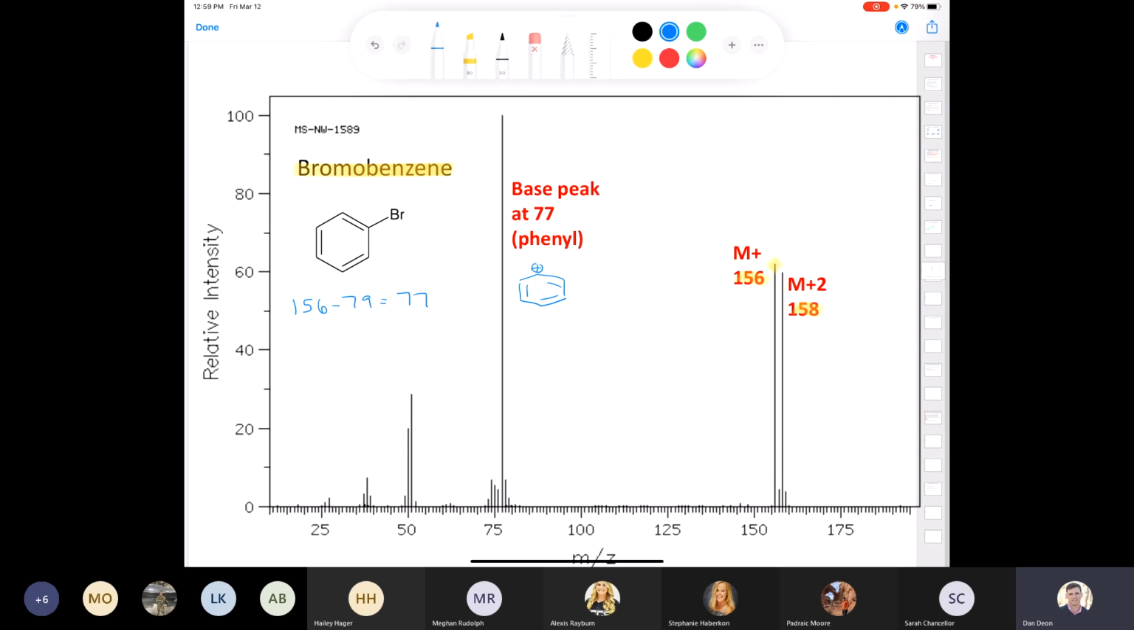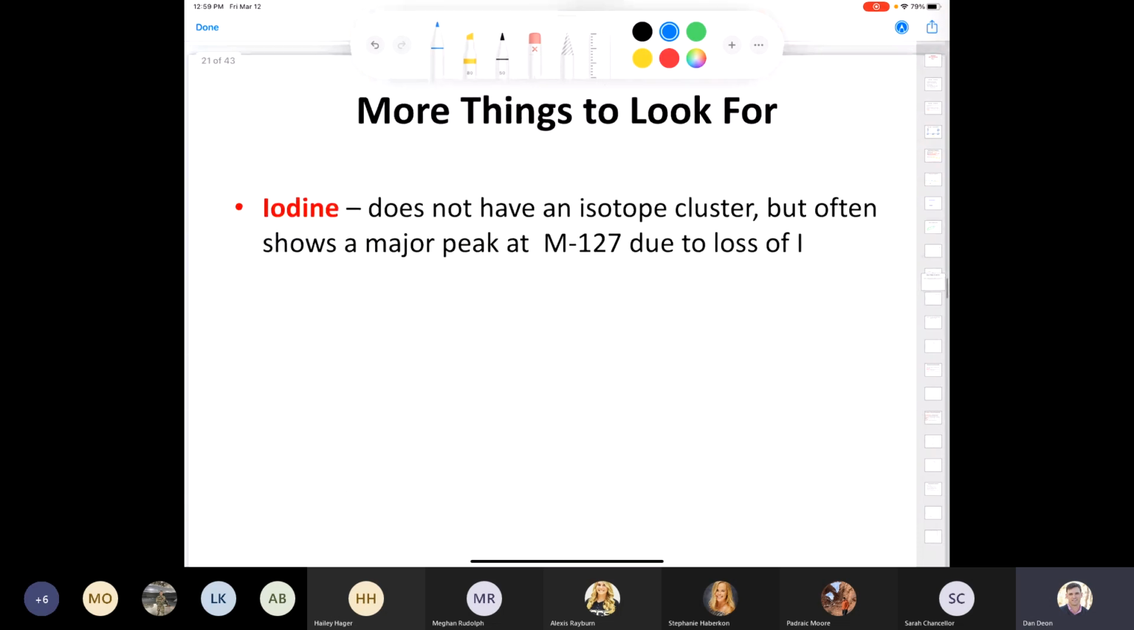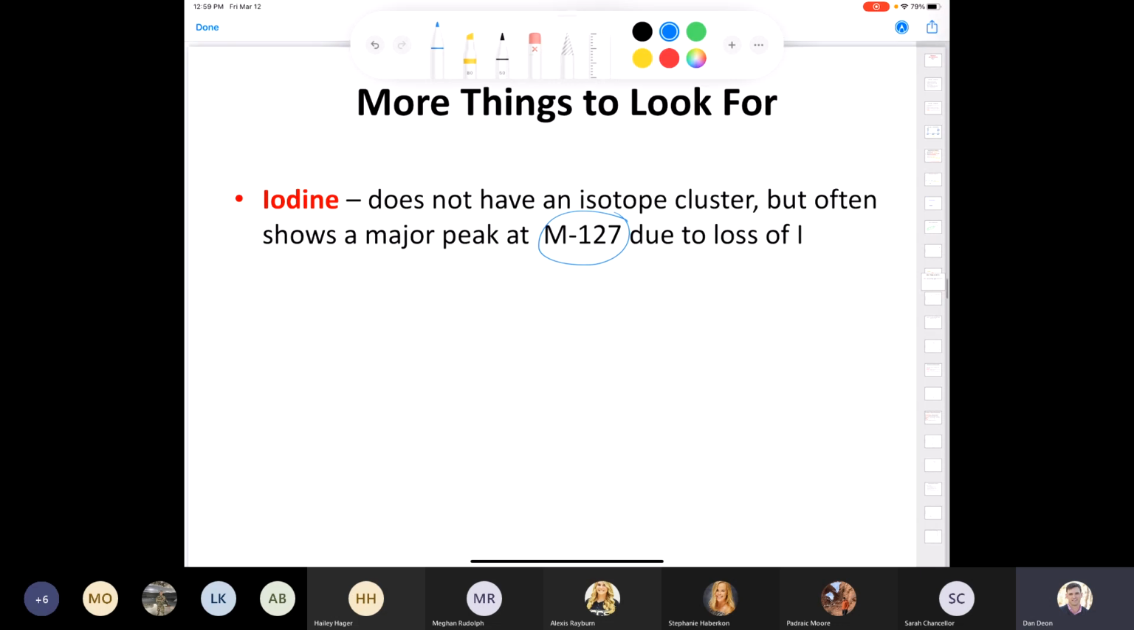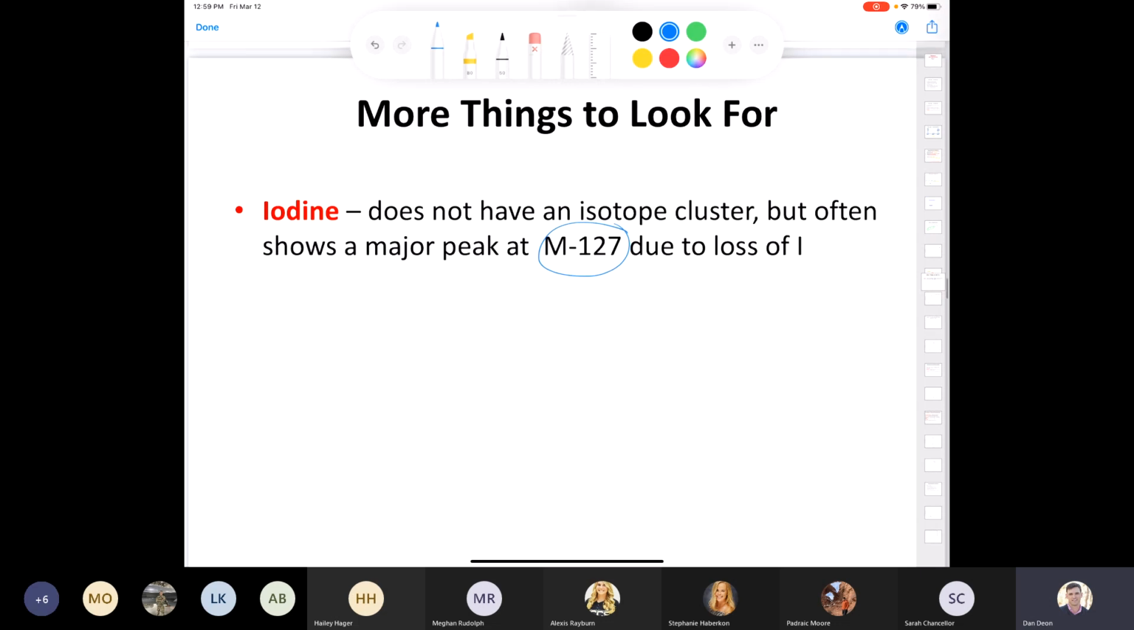So that covers isotopic clusters. Things to look for in terms of other halogens: for an iodine, we don't have an isotope effect, so we don't have some kind of M+2 ion that we can look for and identify an iodine. However, you see a loss of 127 mass units on account of the mass of the iodine atom. So that's, I would say, pretty much a dead giveaway. The loss of 127 usually means we have iodine in our molecule.